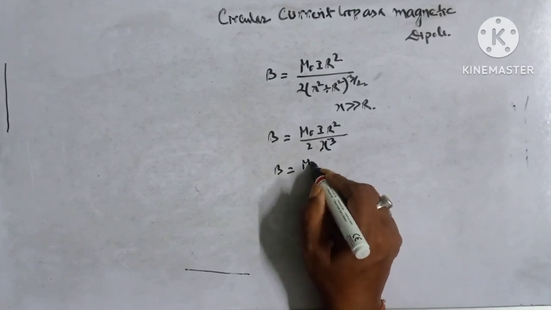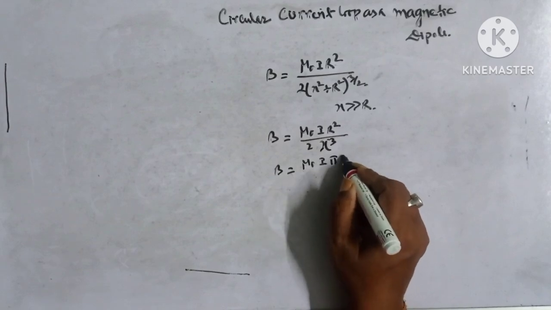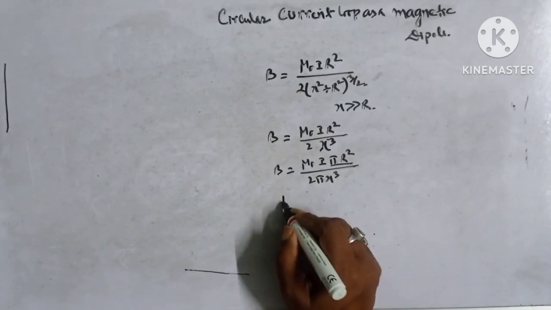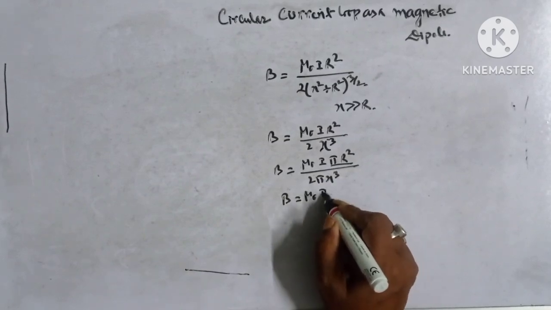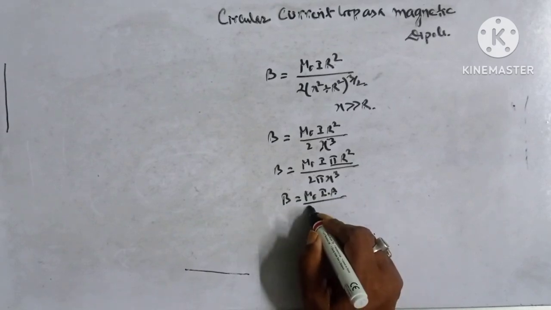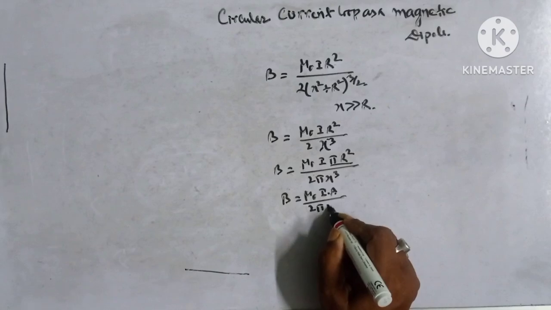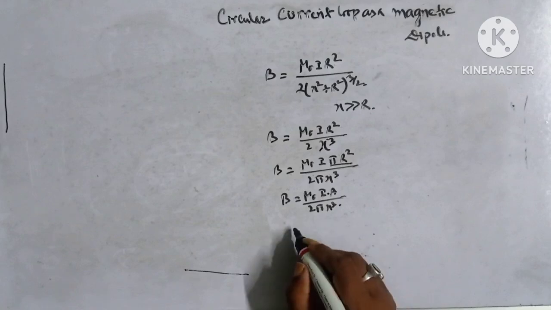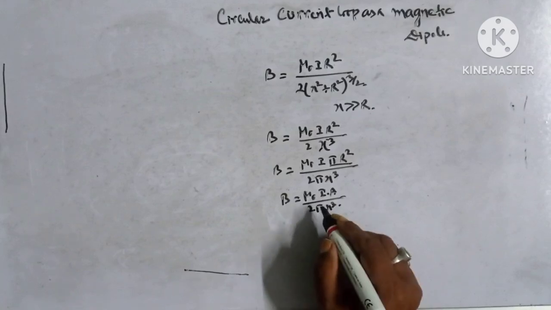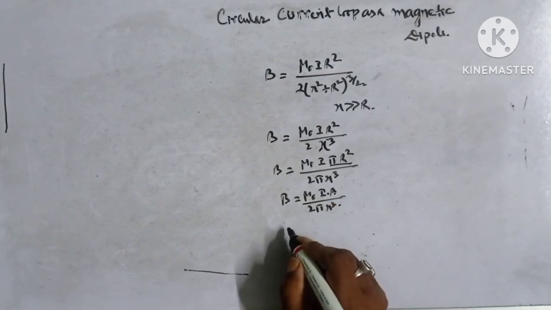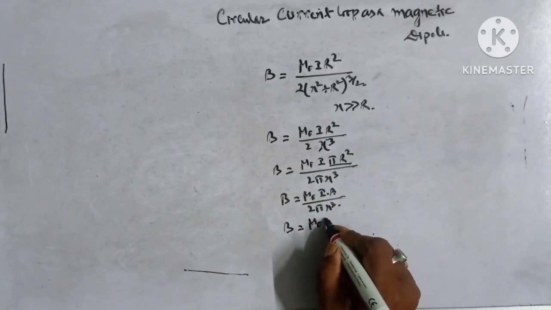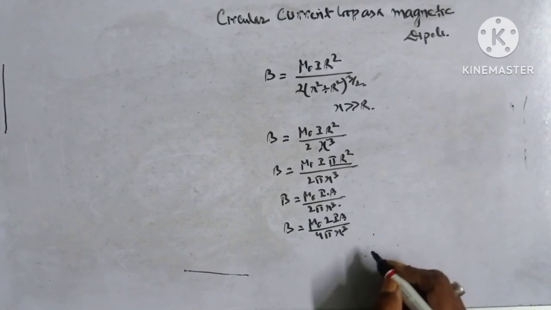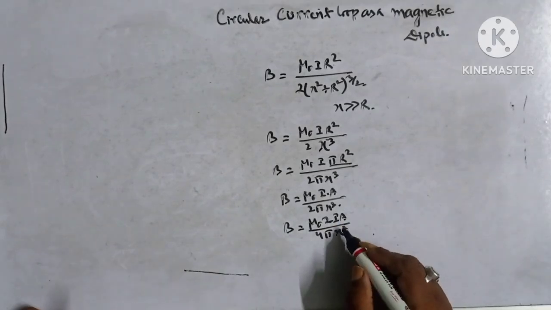Now we multiply by pi in the numerator and denominator. So this is area: I into A by 2 pi x cube. Again we multiply numerator and denominator by 2, so this will become 2IA by 4 pi x cube. So here you see your IA.